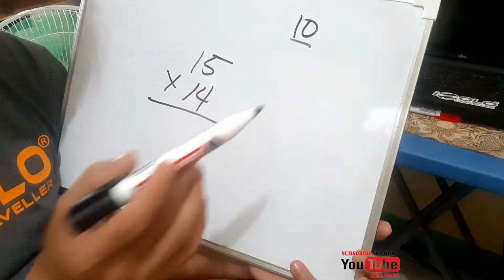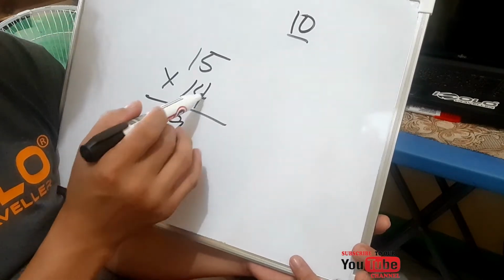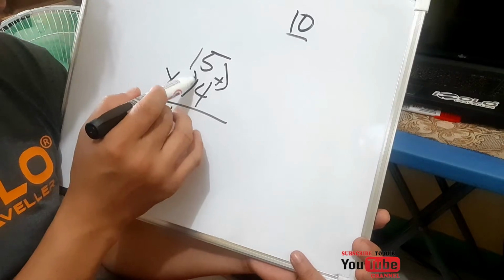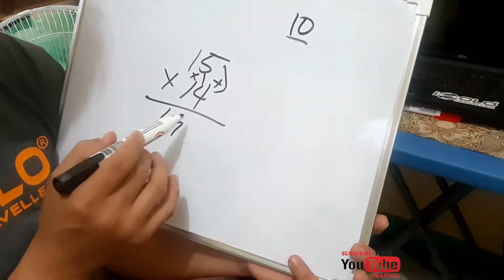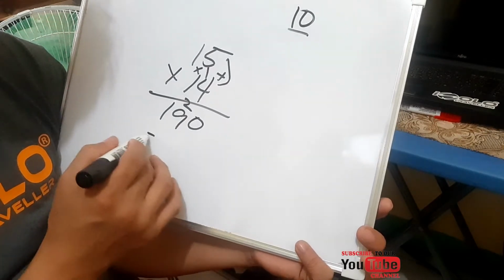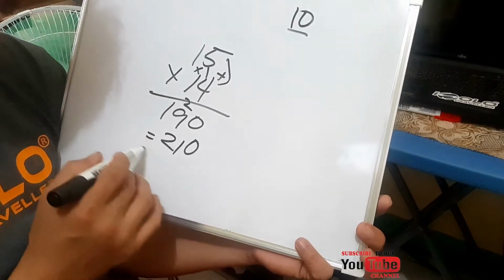15 times 14. We're still in base 10. 15 plus 4 is 19. Right? And times this together. 20. So your answer is 210.